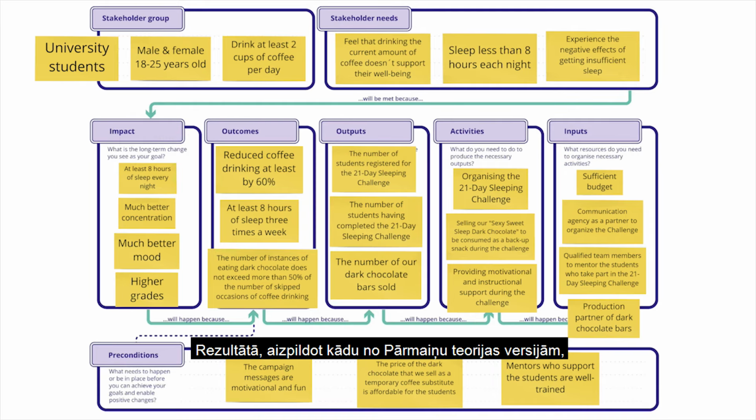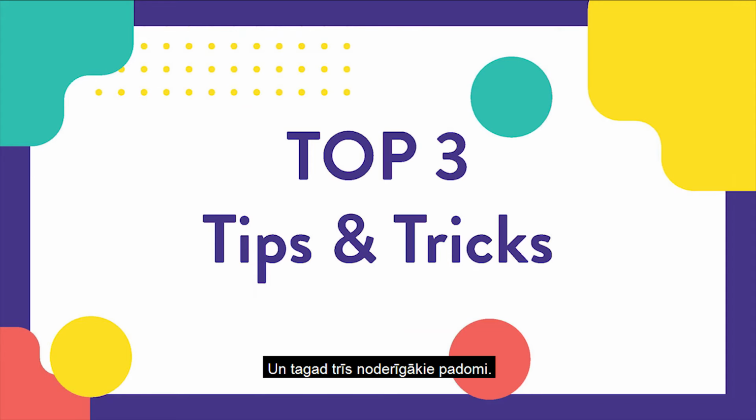As a result of filling in either of the versions of the theory of change, you will be able to see and communicate clearly why and how you intend to create the positive changes you are inspired about achieving. And now, top 3 tips and tricks.